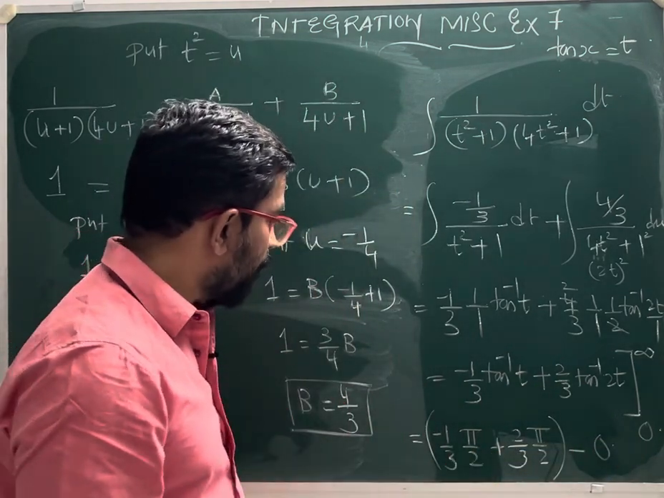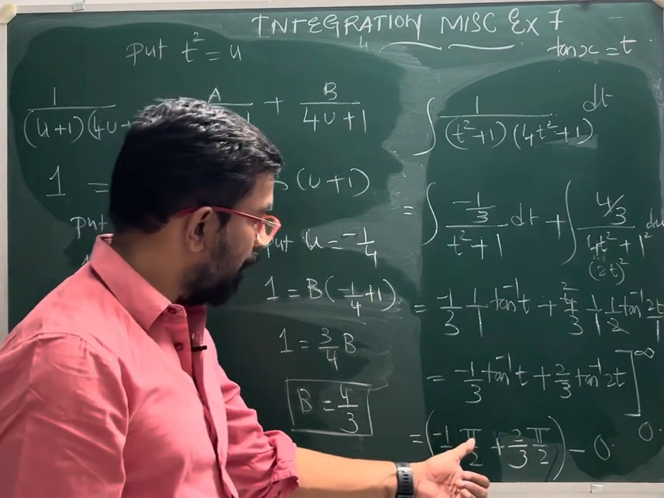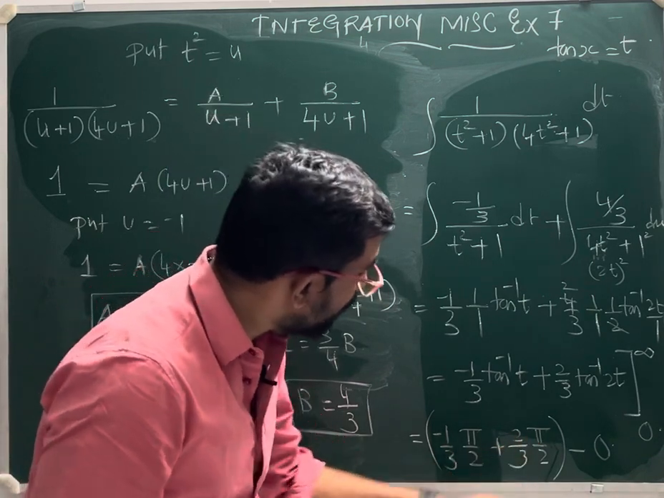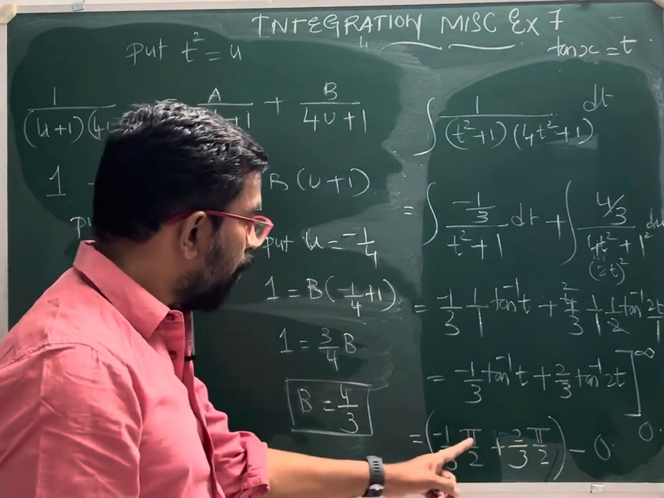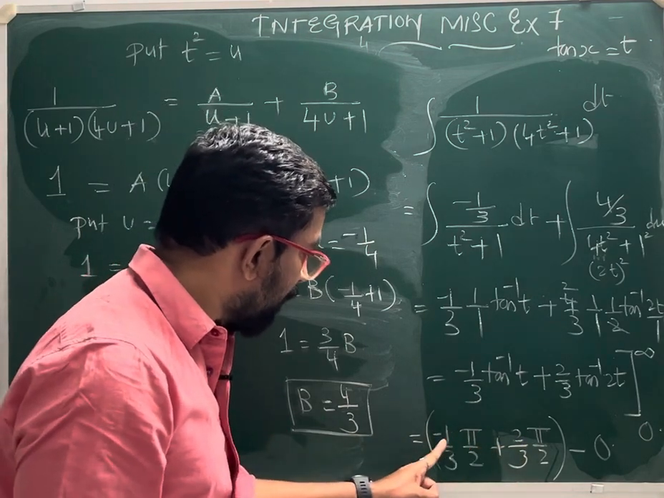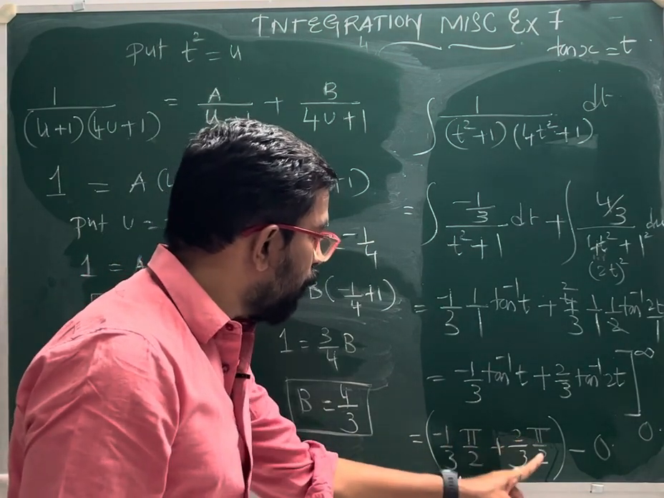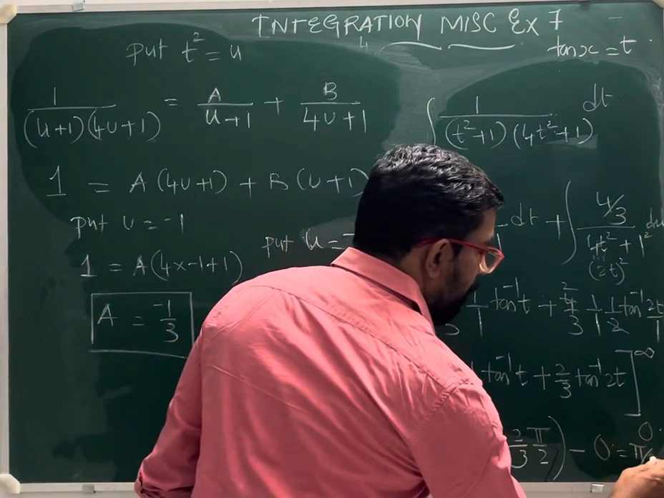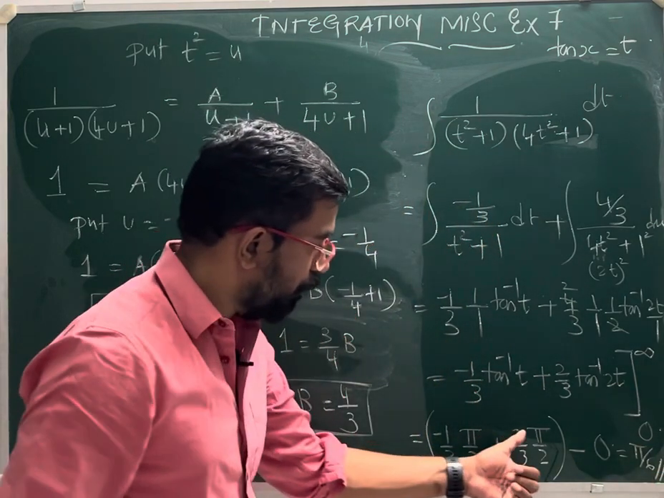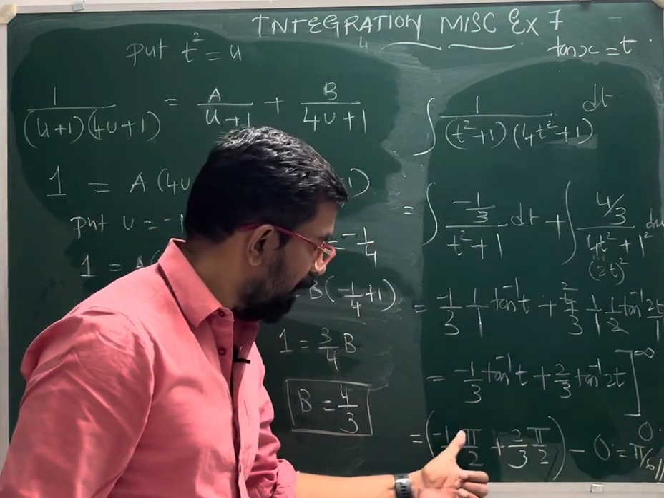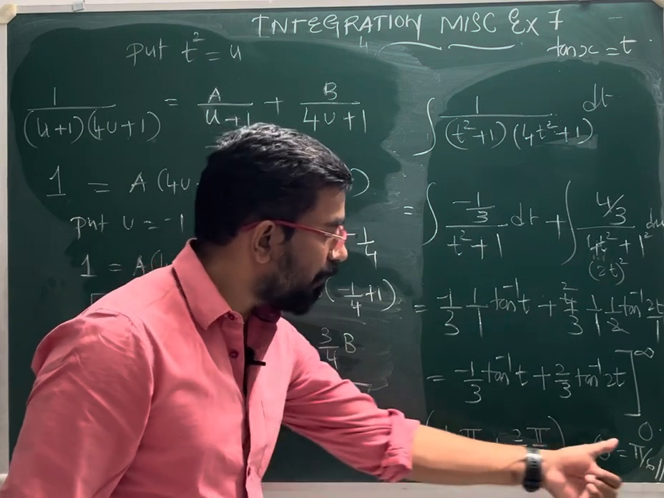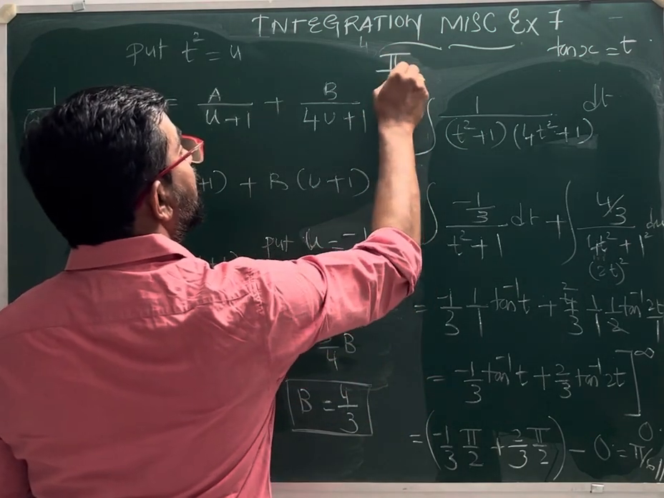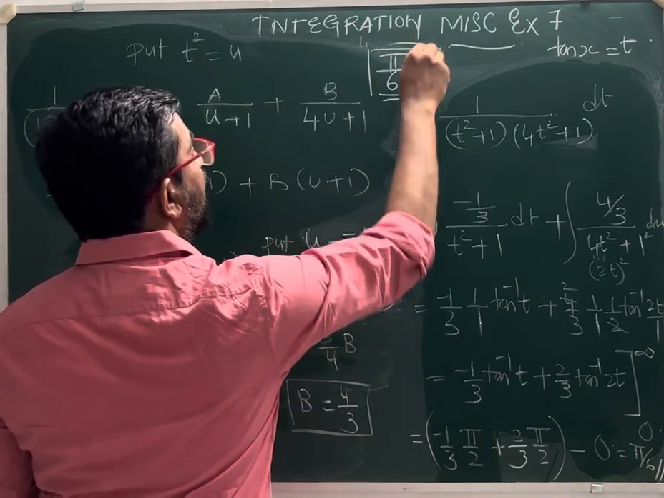So this will become our final answer. What is this final answer? Minus pi by 6 plus pi by 6. So both are, minus pi by 6 and 2 pi by 6. So final answer will be just pi by 6. Here 2 pi by 6, here minus 1 pi by 6. Therefore, final answer is plus 1 pi by 6. Your final answer is just pi by 6. This is our final answer.